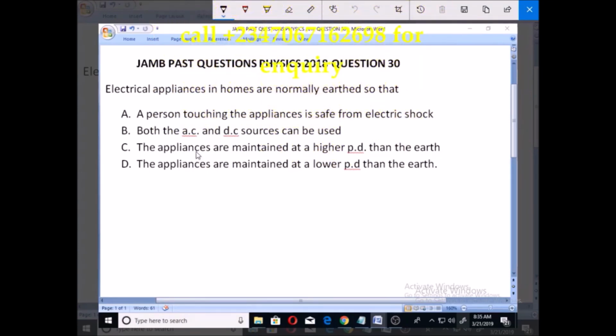Now, wherever you see AC, it simply means alternating current and DC means direct current. So what is the answer to this problem? Why do you earth in homes? It is very clear and common sense that we earth because we don't want anybody touching the appliances to have electric shock. We want them to be safe from electric shock. That is the reason why we do earthing.